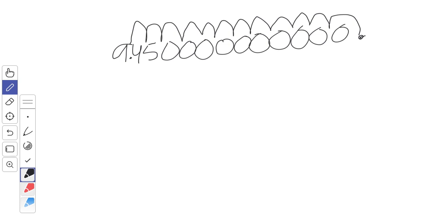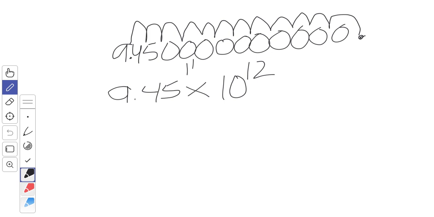That means we need to write it as 9.45 times 10 to the power 12. So these two are equivalent. This is normal mathematical notation and this is scientific notation. This is per year, kilometers per year.